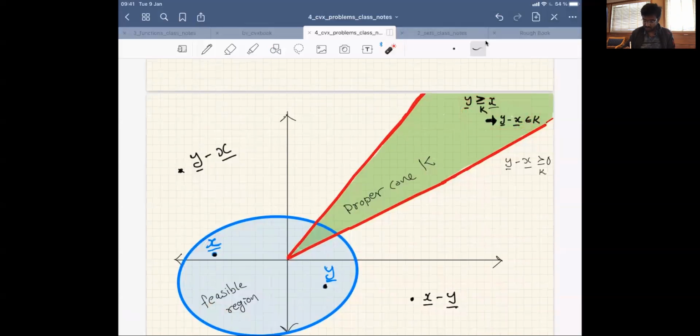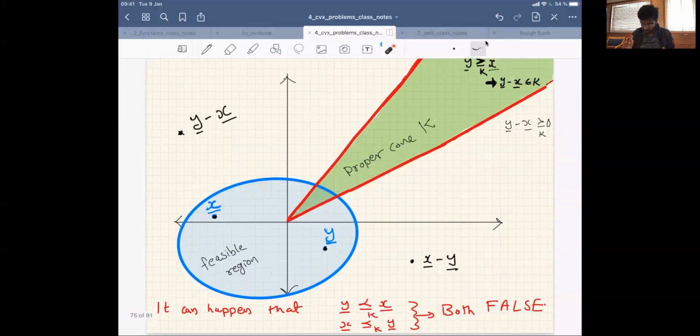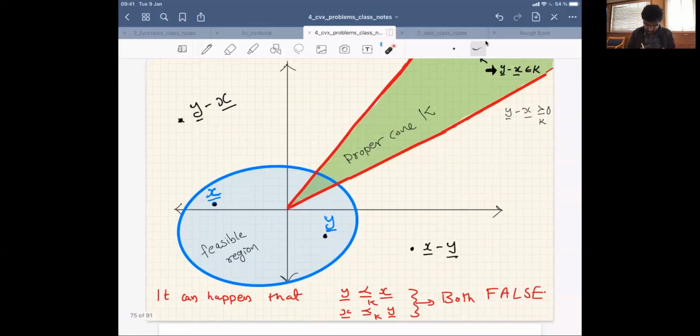That's all. It doesn't mean the positions on x and y with respect to the cone. Yeah, so what is the real problem here? Let's take two vectors x and y. It can happen that when you take y minus x, that point is here, and x minus y, that point is here. It can happen. I'm just taking these points; y minus x and x minus y are not specific to them.